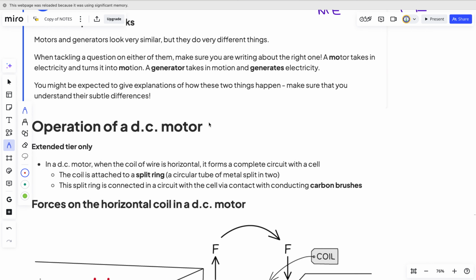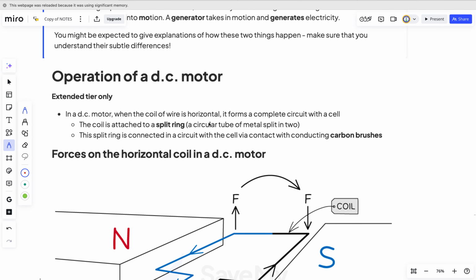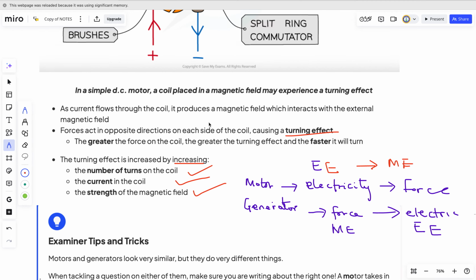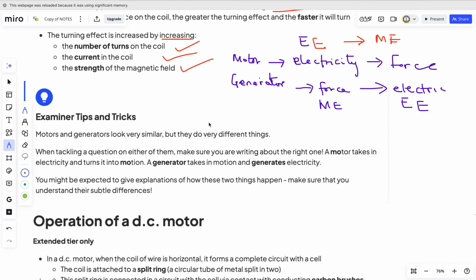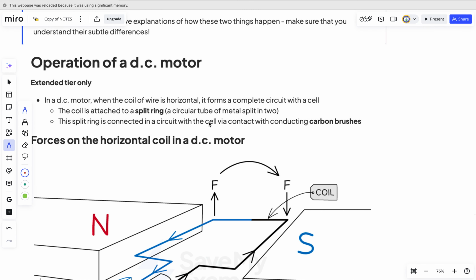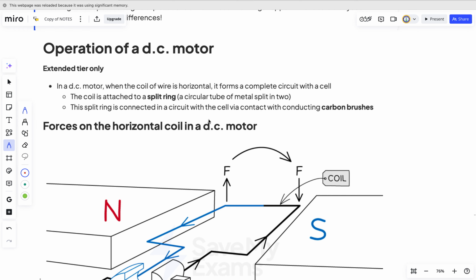Okay, now let's move on to the operation of a DC electric motor. This is for extended students. If you are not an extended student, you're not doing physics in IGCSE paper 4, I think the basic knowledge is enough for you. Now, for extended students, let's take a look at what's happening, although we have already summarized it.